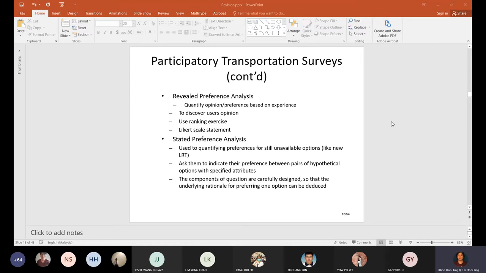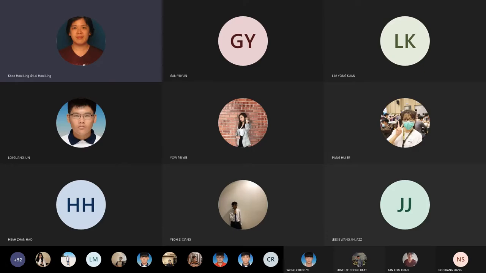So you ask me my opinion, whether I will choose to use high-speed rail or not, if it is here. You ask me whether I will use the ART or not when it is here. This is what we call stated preference. Stated preference is based on a hypothetical situation. You tell me the situation, but those are hypothetical. Okay, for example here.